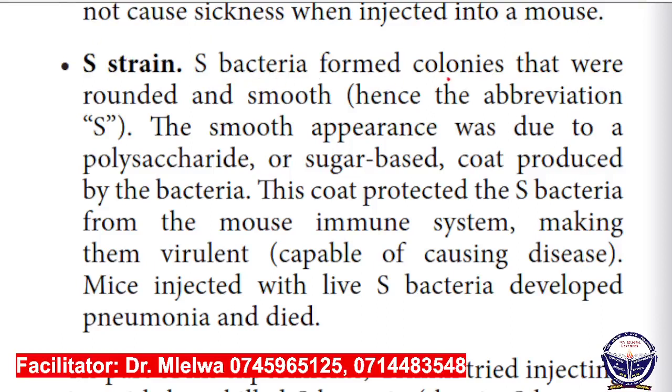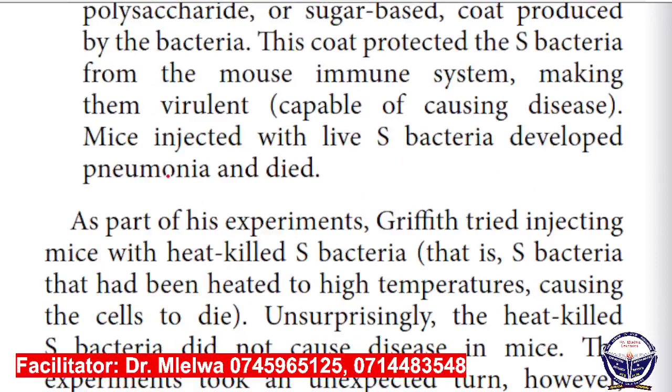So S strain or S bacteria formed colonies that were rounded and smooth, hence the abbreviation S. The smooth appearance was due to the polysaccharide or sugar-based coat produced by bacteria, ambao ndio tunaita capsule. Capsule hii imetengenezwa na polysaccharide, na kazi yake ni kufanya protection kwa bacteria. This coat protected the S bacteria from the mouse immune system, making them virulent, yani capable of causing disease. Tukisema virulent manake ina uwezo kusababisha ugonjwa. So mice injected with the live S bacteria developed pneumonia and died. Wale panya waliochomwa sindano iliyokuwa ina pneumonia S strain walipata ugonjwa na hatimaye wakafa.